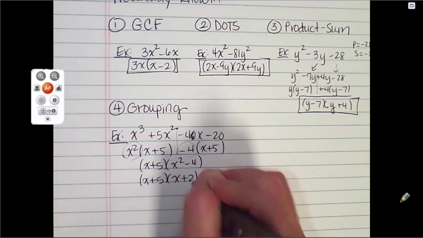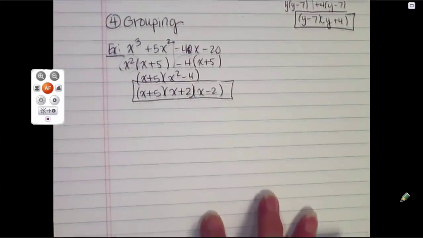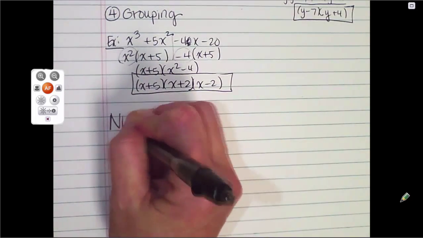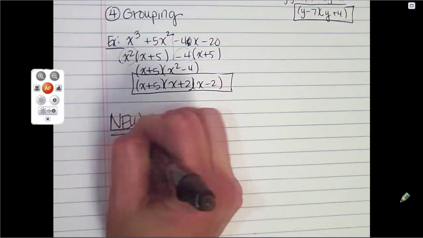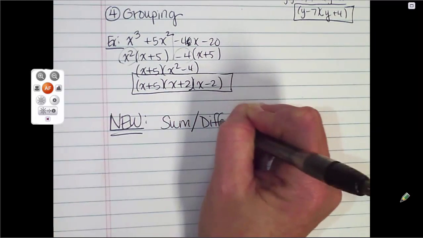However, x squared minus 4 will factor more. It's difference of 2 squares. So my final factors are x plus 5, x plus 2, and x minus 2. So that's review of our old factoring. There are 2 new ways we can factor.